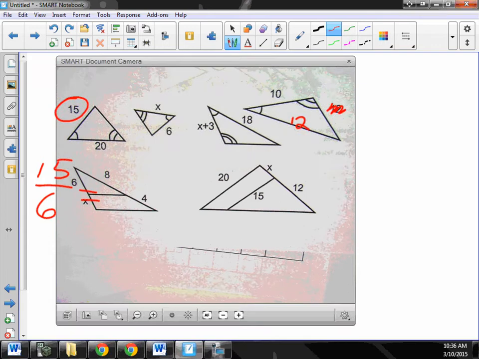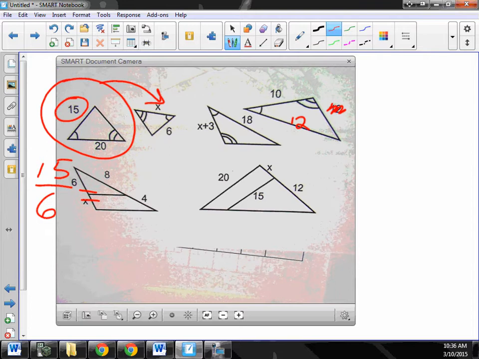And then what do I put on top? Does it matter whether I put 20 or x on top? Yes. Which one is it? 20. How come? We're going from this triangle to that triangle, and you have to keep that order. So if 15 goes on top, then 20 is numerator over x. Now if I have two fractions that equal each other, how do I find x?